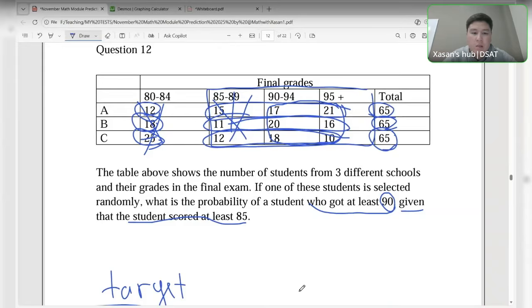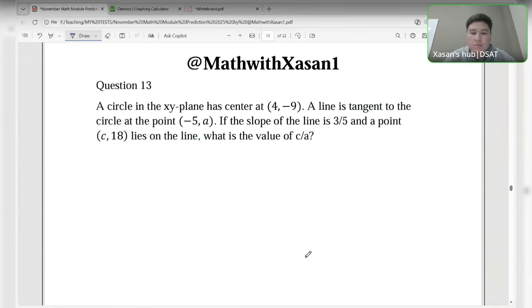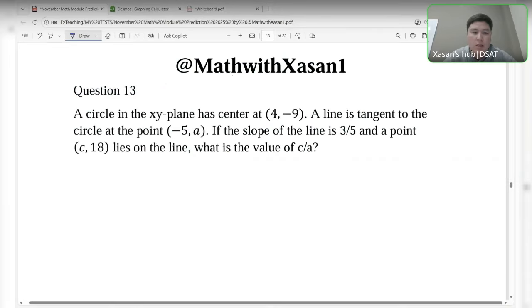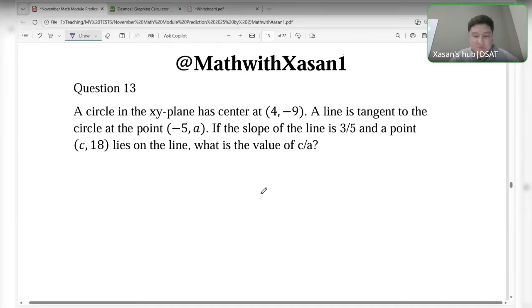So, and now guys, we're on question 13. That's also nice, like the common circle question, but I just added one more thing here. Guys, let's give it a shot. So, let's start.